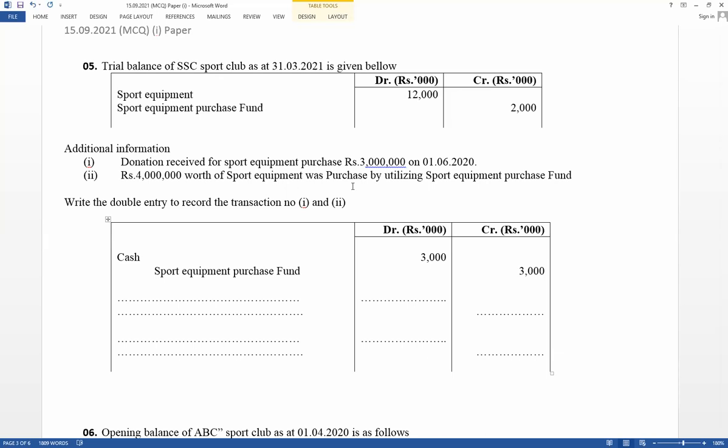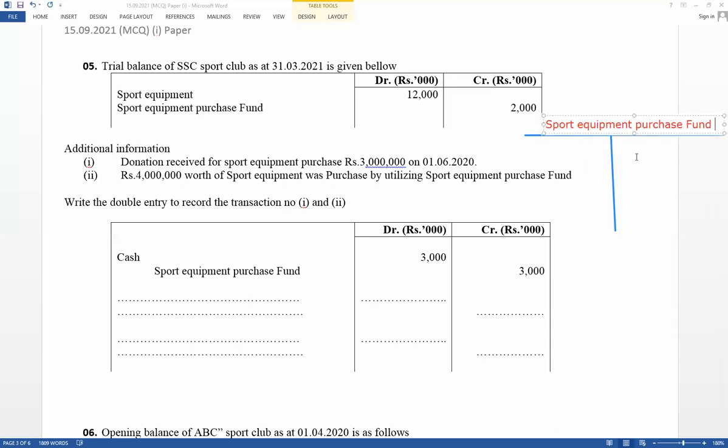Think about cash account debit, sport equipment purchase fund account credit. ඔන්න දැන් fund එකේ තියෙන බලන්න 3 million it has given. Opening balance it has given 2 million. Fund account එක බලන්න චුට්ටක්. This is where you have to draw the sport equipment purchase fund. This is the sport equipment purchase fund.